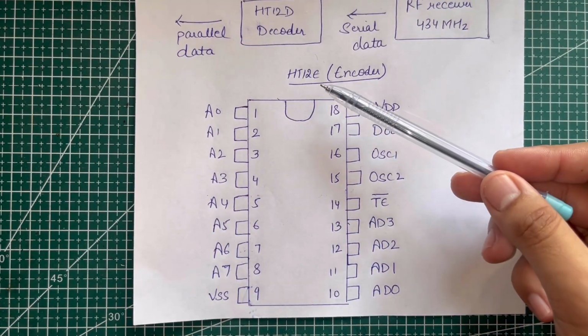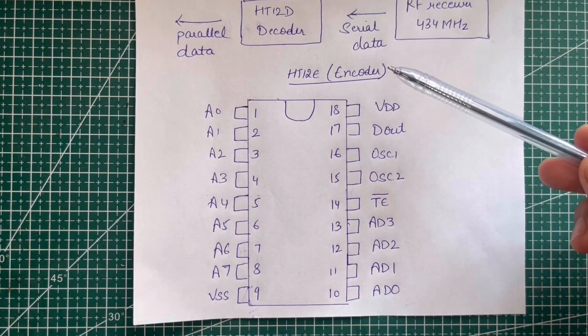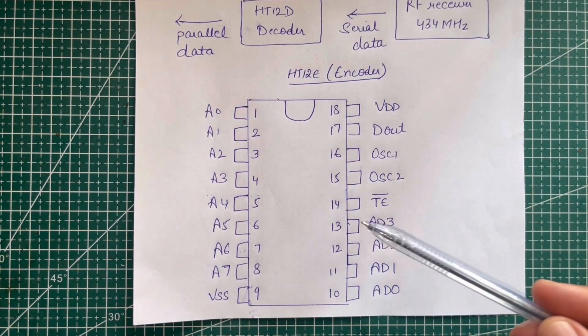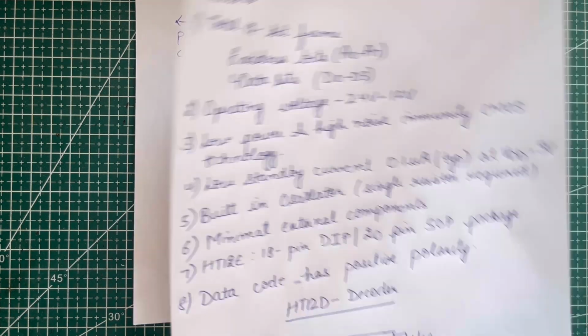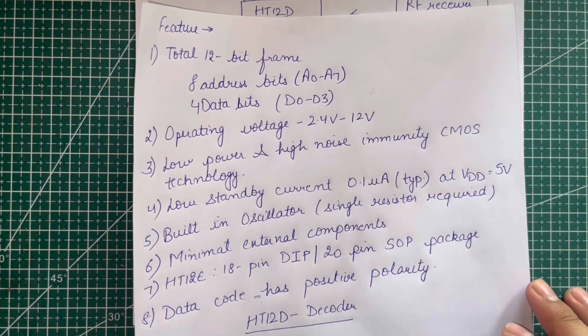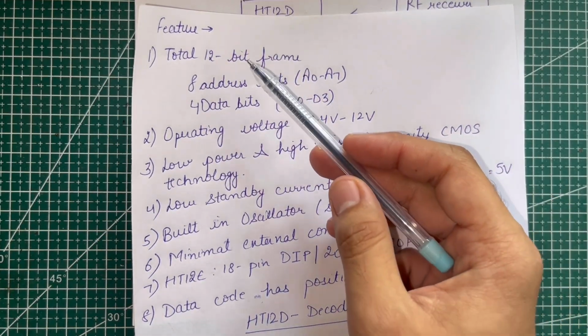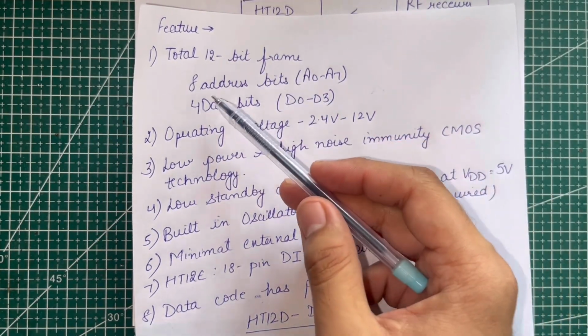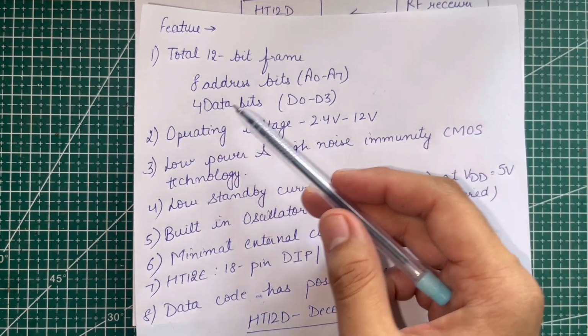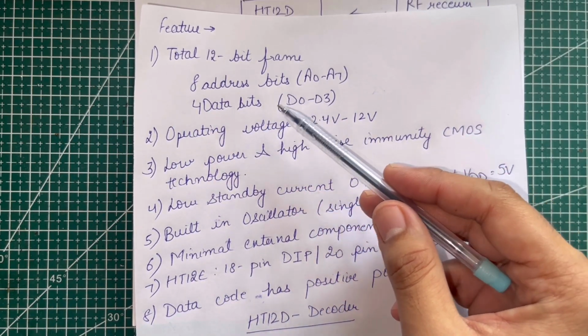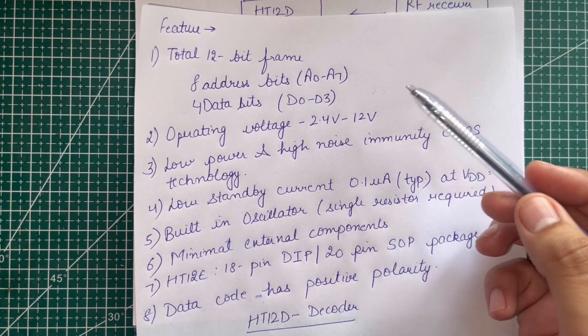So this is the pin diagram of the HT12E encoder. It is an 18-pin IC. So let's see its features. HT12E encodes 12 bits of data consisting of 8 address bits and 4 data bits, allowing both identification and control information to be transmitted.